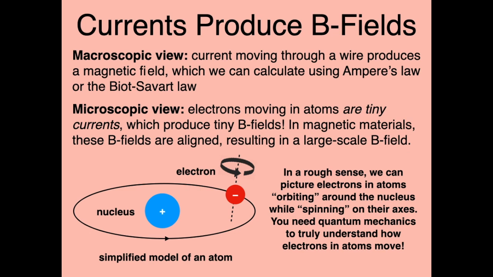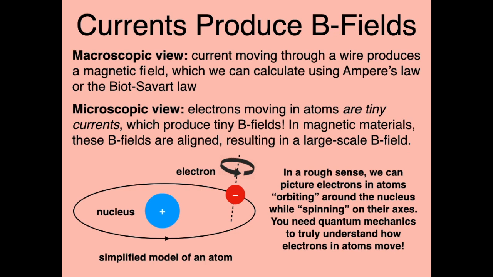The real picture is much, much more complicated than that. You need quantum mechanics to really fully understand how electrons move within atoms, but this picture is good enough just to picture how we have electric current in an atom. Okay, so that's how you get tiny little currents in atoms.